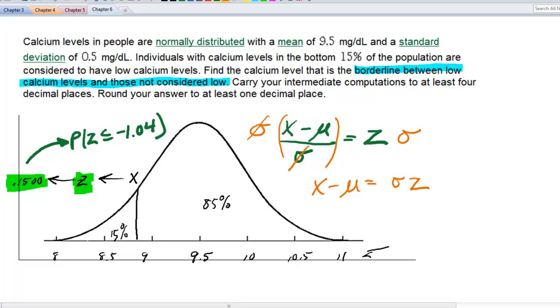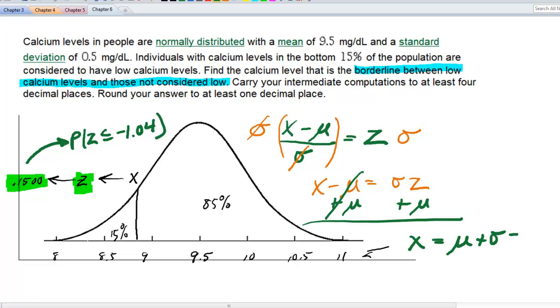The next thing I'm going to do is add mu to both sides. And when I add mu to both sides, this negative mu cancels out, and I'm left with x equals mu plus sigma z. And that is a formula that you can use if you know the z value and you know the mean and the standard deviation to find the experimental value, or the population value, or the calcium level in this case, that is associated with that z value and that percentage.